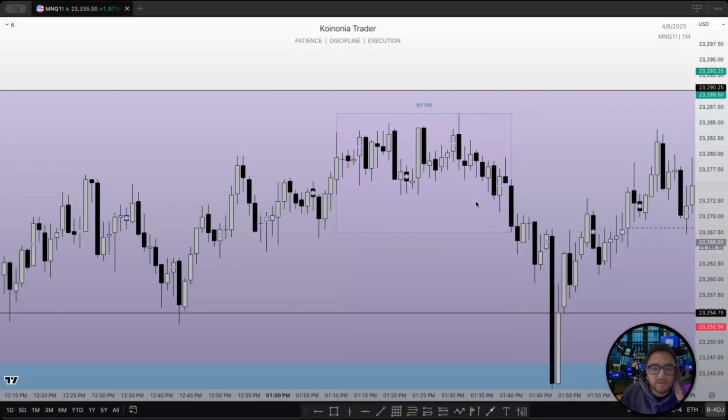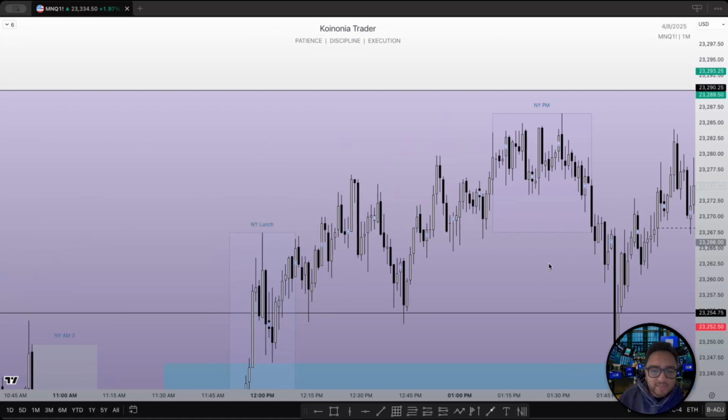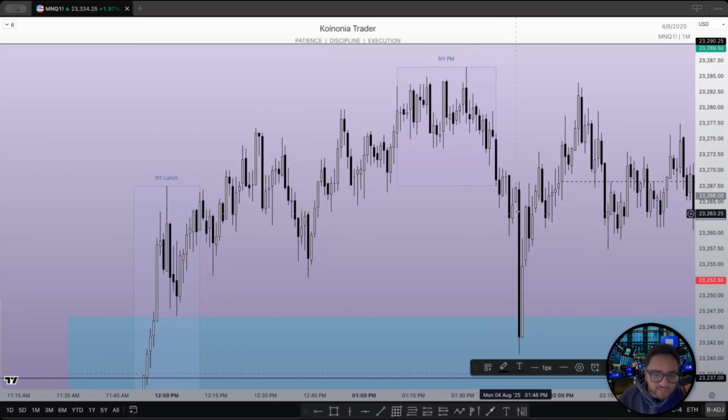So now coming into that New York PM session macro, I'm still looking for longs because there is no reason to go short. The order flow is bullish. The structure is bullish. Why look for a short setup in that? I mean, we're not trying to time the top here. I know a lot of traders will want to do that. They'll be enticed into going short when they see rejections like this.